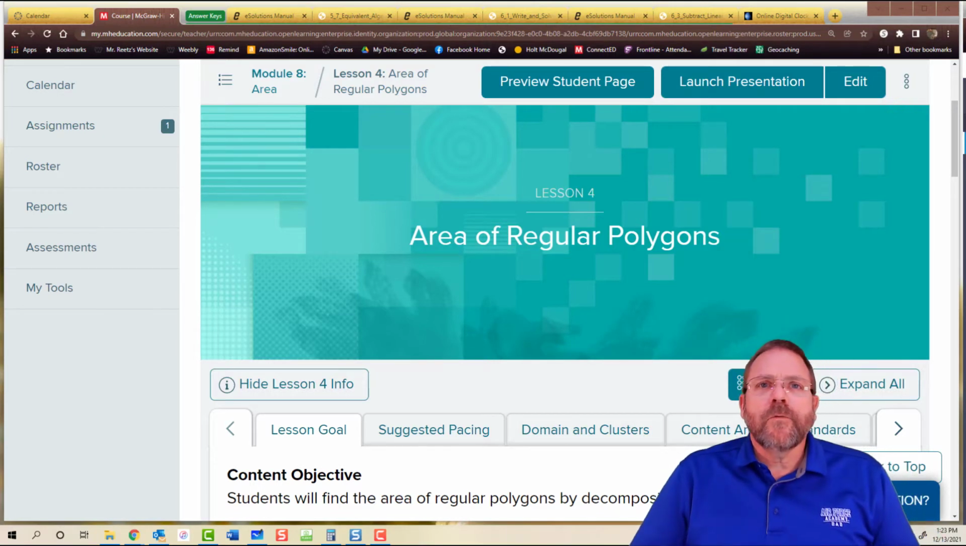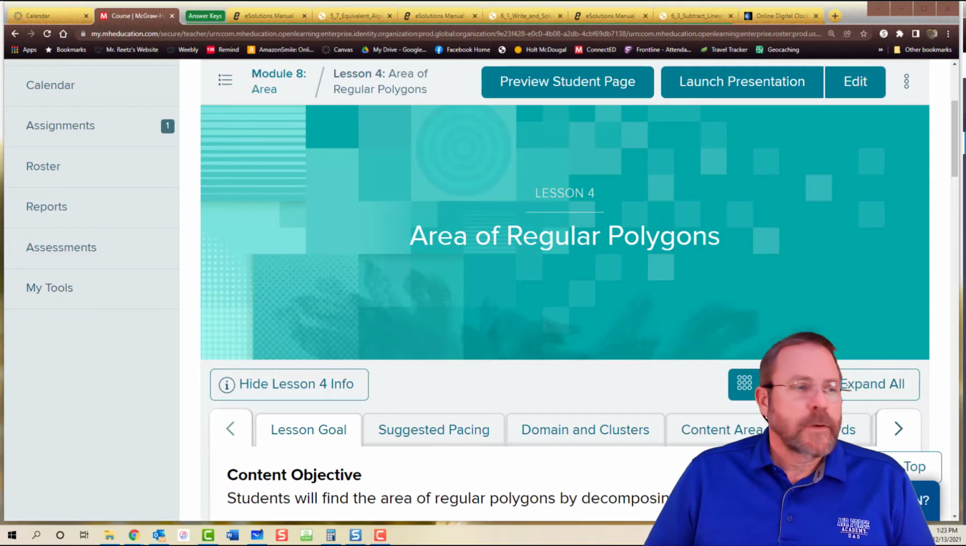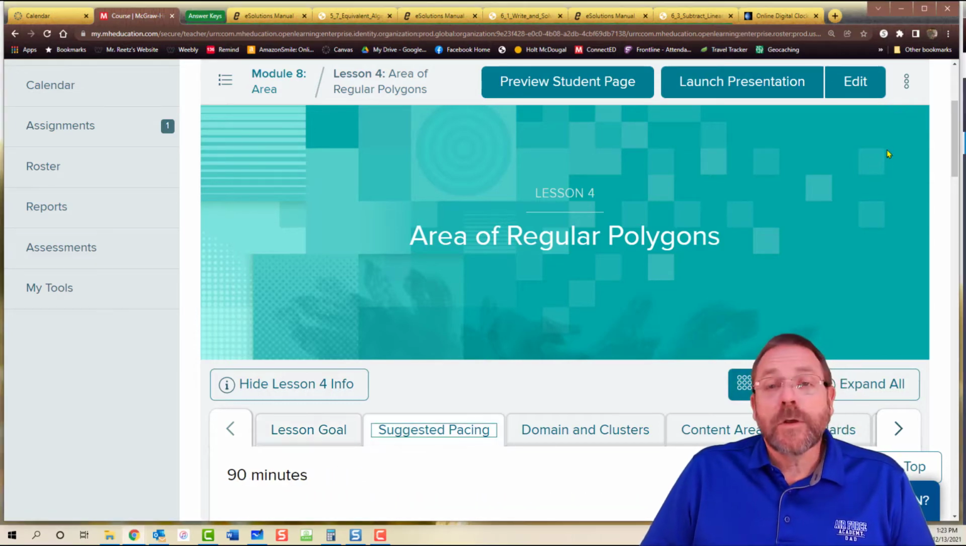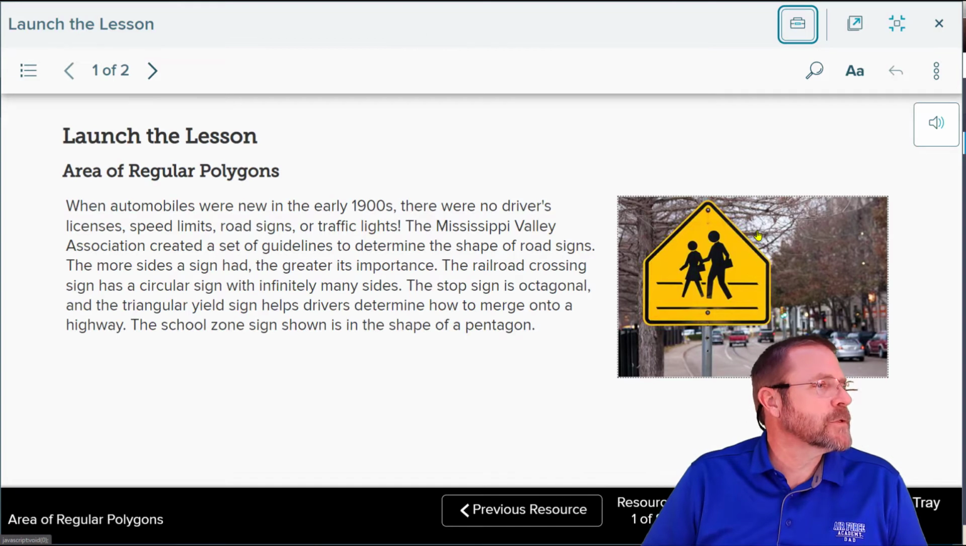Module 8, Lesson 4 covers the area of regular polygons. The textbook is claiming that this is going to be a 2-day lesson, but considering there's only 8 resources to use with it, I kind of have my doubts about that. But let's get into it and see what they have to say.